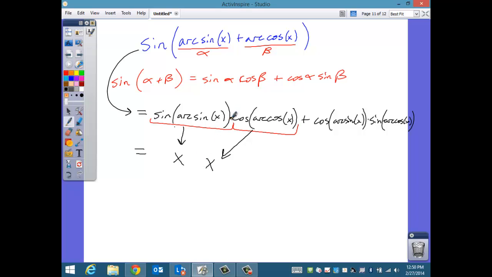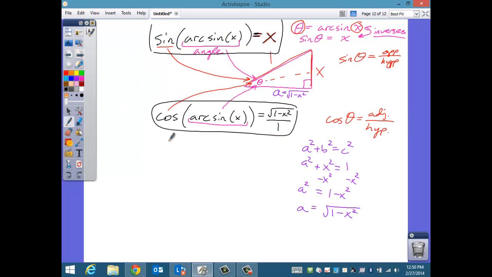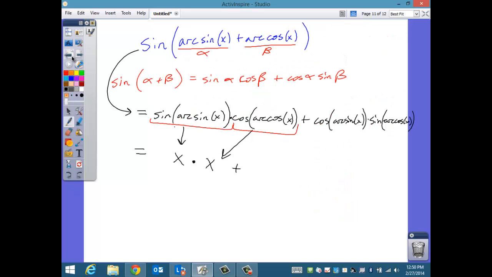So this is multiplication. I want to bring the operation down. I'll bring this operation down. That's plus. Cosine of arcsine, we figured that out right here. It's root 1 minus x squared, the quantity under a square root sign, over 1. All right. And I don't need the 1 over 1, right? I don't need to write that over 1. So I won't bother with that here.